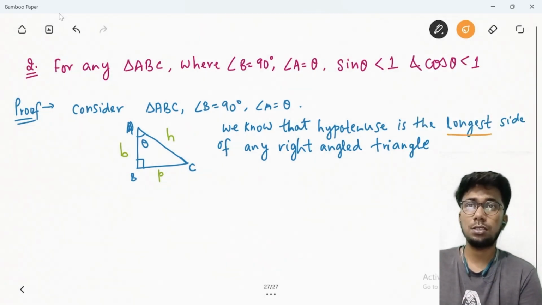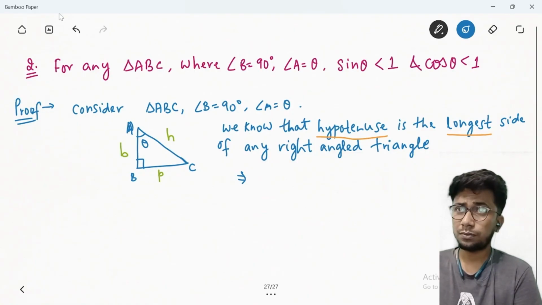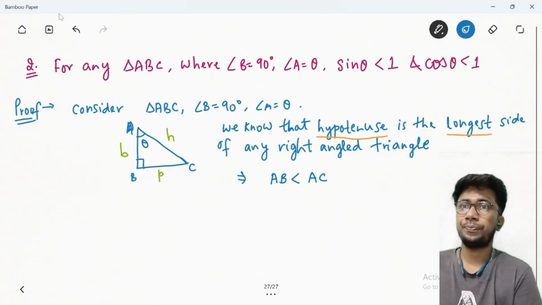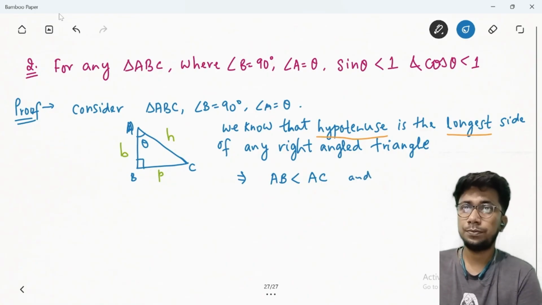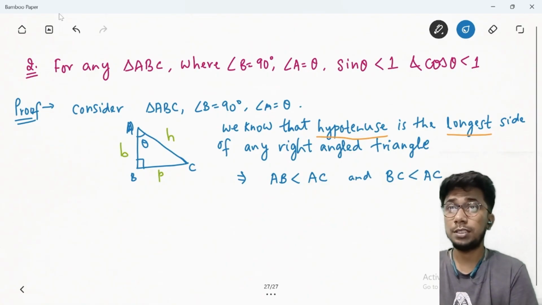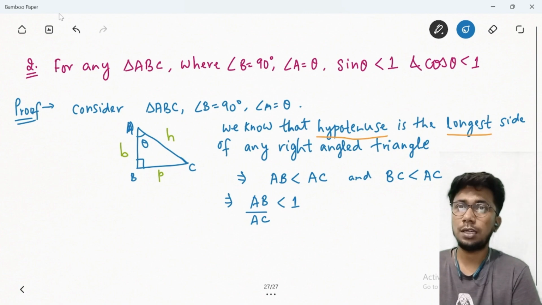Let's say this. I'll just highlight this for you guys. Now what does this mean? This means AB is always less than AC and BC is always less than AC. Fine. अब इसे मैं अगर रीअरेंज करके लिखूं, that is AB upon AC is less than 1 and similarly BC upon AC is less than 1.